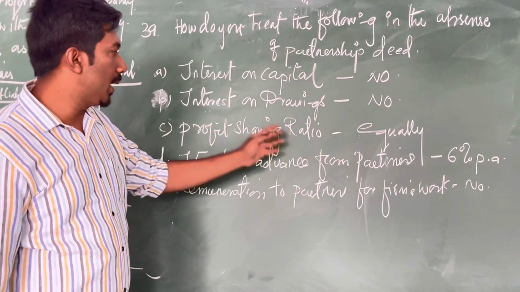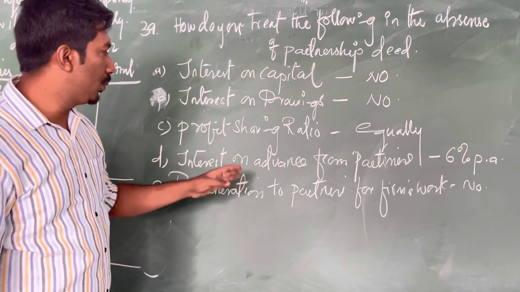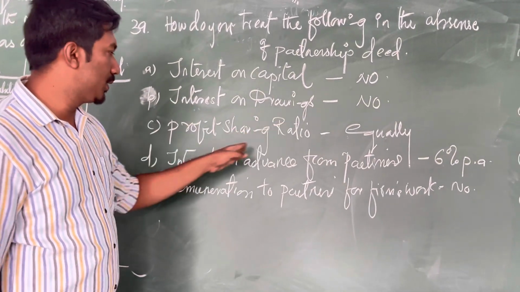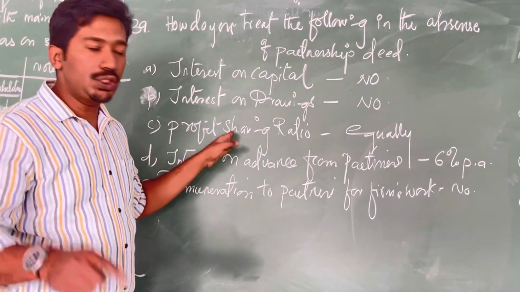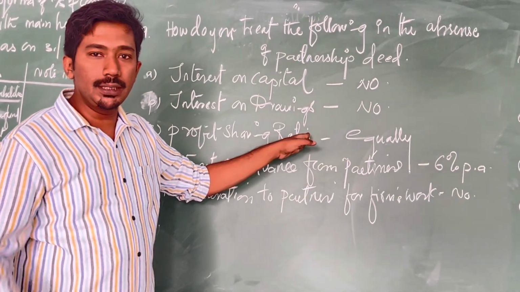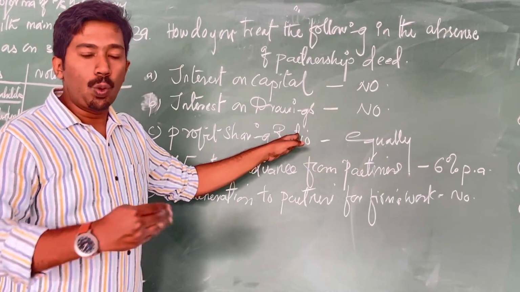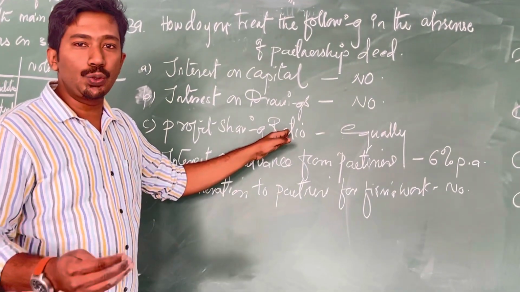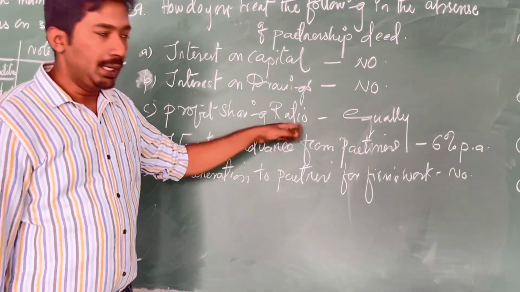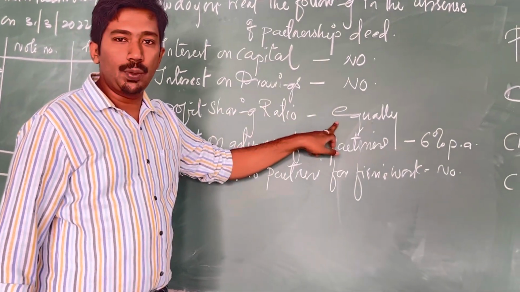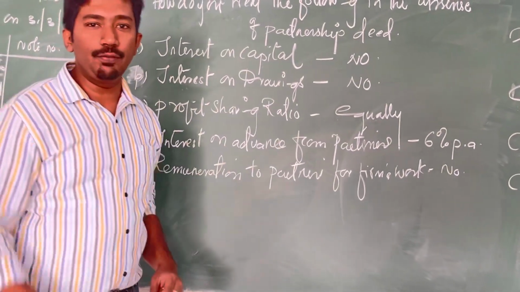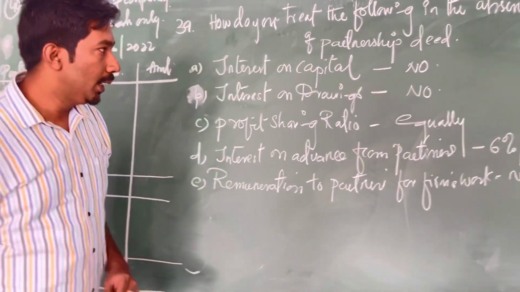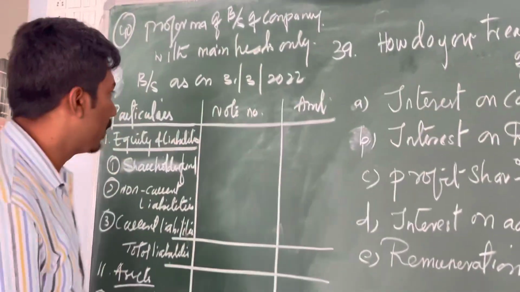Sometimes they will ask, in the absence of a partnership deed, the profit and loss will be shared among the partners in what ratio? They'll give you options: 1:1, 1:2, 3:2, none of the above, equally. So you can write the answer as equally. Anyway, they can frame 1 mark or 2 mark questions, especially multiple choice.